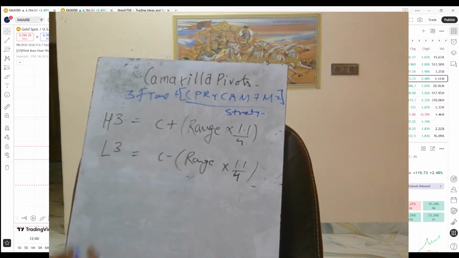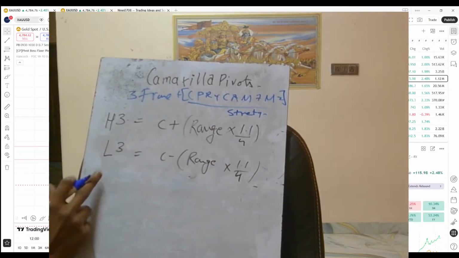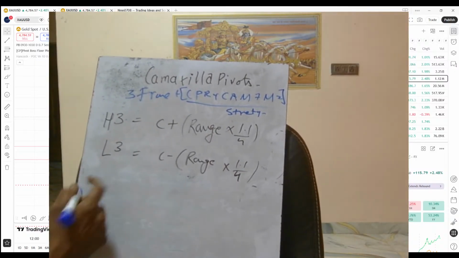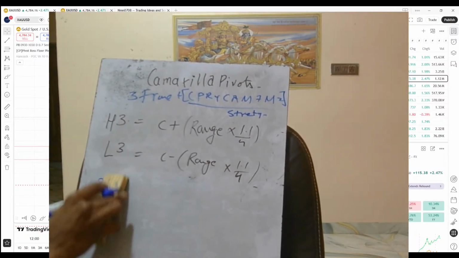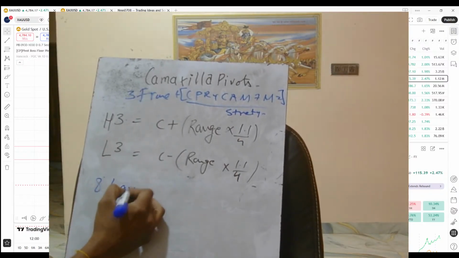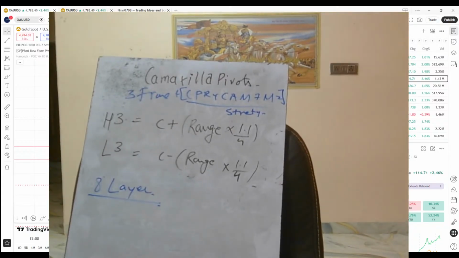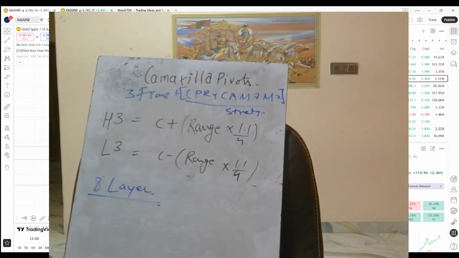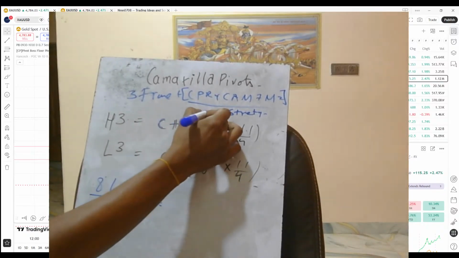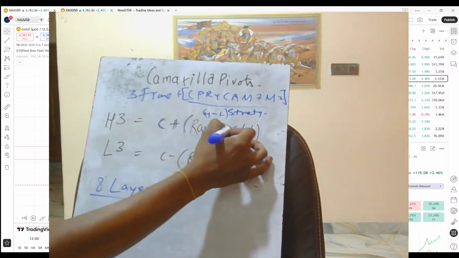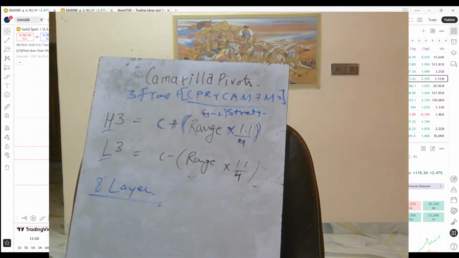When you hear of Camarilla, there are 10 layers to it, or you can consider 8 layers. Like CPR had 4 resistances, 4 supports, and 3 averaging points, same with Camarilla layers. So this is close C plus range, high minus low, into 1.1 upon 4. This is the formula of H3 and L3.